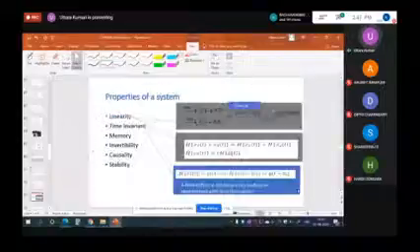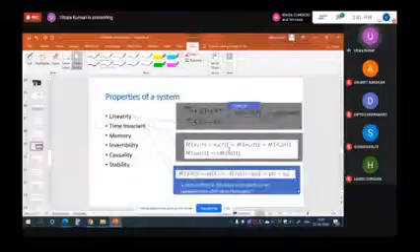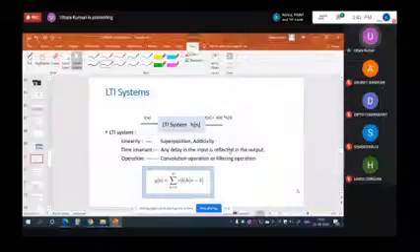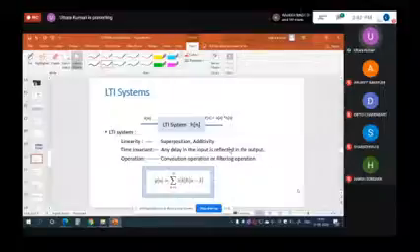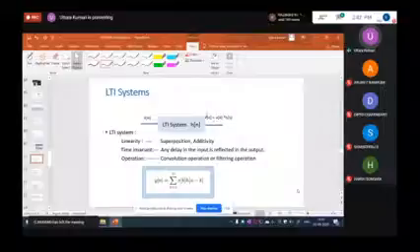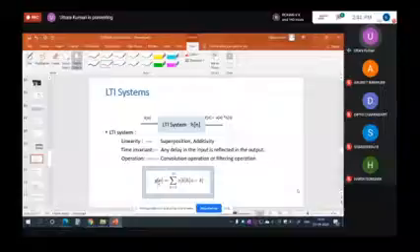So these are the systems. In previous classes you have studied different properties of systems: linearity, time invariance, memory, and so on. Out of all the system properties, two important properties we have taken: the linearity property and the time invariant property. If the input is a deterministic signal and the system is an LTI system, the output is nothing but the linear convolution.